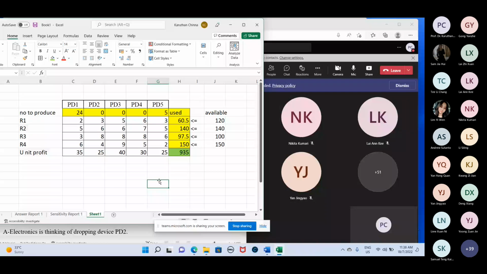So, what is the solution? PD1. You're going to make PD1. And then you're going to make PD5. Only. How many of them? 34. How many here? 5. And what's the profit? Profit is the value.